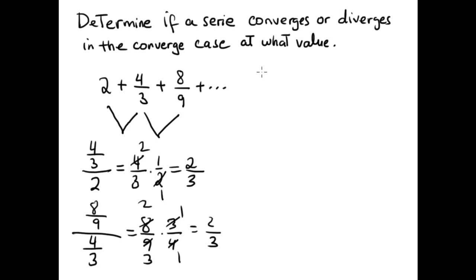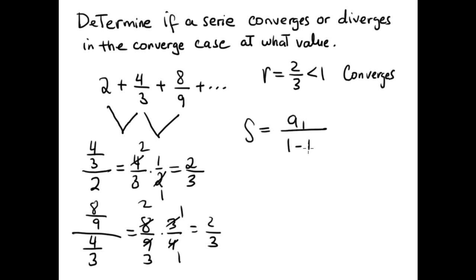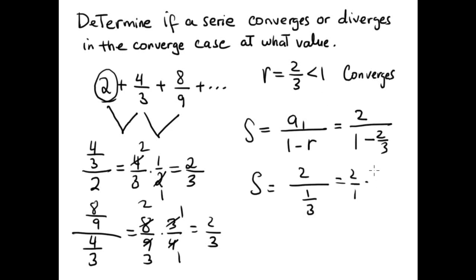Confirmation: the common ratio is 2/3. 2/3 is less than 1. Therefore, this series converges. Converges at what value? At the value S equal to a1 over 1 minus r. a1 is 2 in our example, the first one. And r is 2/3, we determined this. So 2 over 1 minus 2/3. 1 minus 2/3 is 1/3. Flip it, 2/1 times 3/1. The answer is 6. 6 is the value to which this series converges.